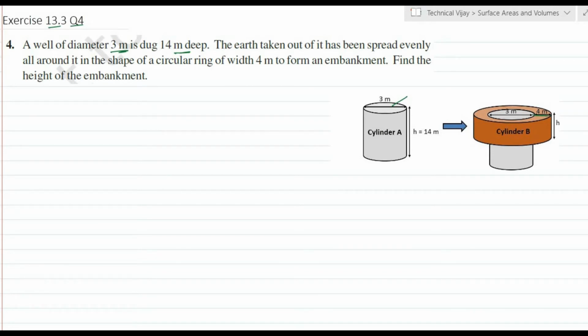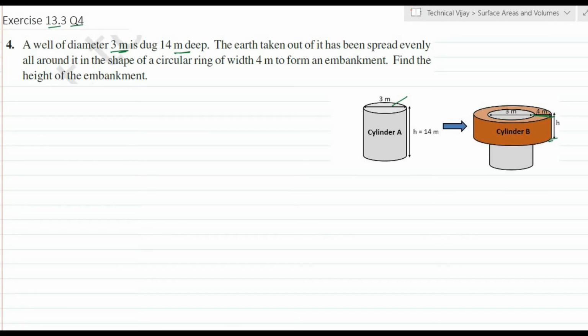So this width is equal to 4 meter. To form an embankment, find the height of this one. So this height we have to calculate. So now what we have to do? This volume we have to calculate. So this volume is equal to this volume, that is this cylindrical volume.